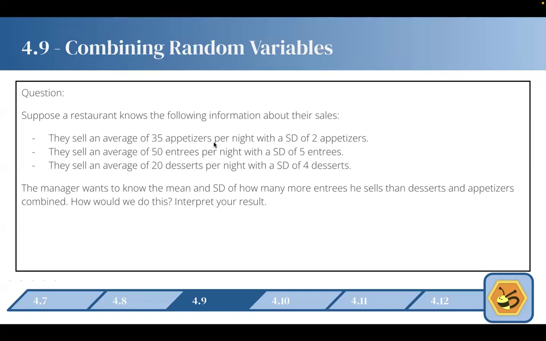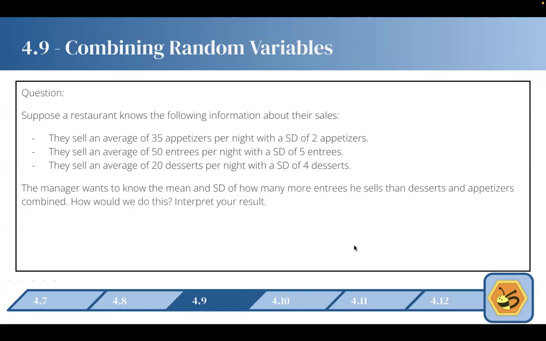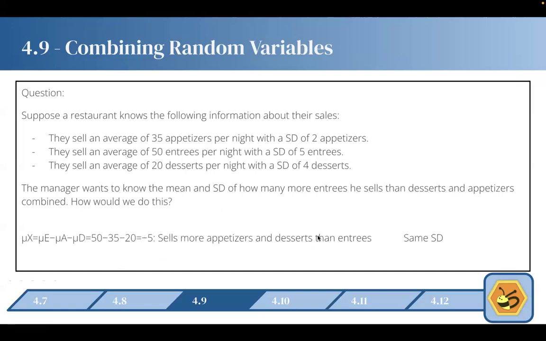So anyways, standard deviation we said cannot be negative, so you'd have to add them all, right? Or you have to add the variances together. And so if you can only add to the variance, then really no matter how you combine them, they're going to be the same standard deviation. So the answer is going to be this: -5, you sell more appetizers and desserts than entrees, and the same standard deviation.